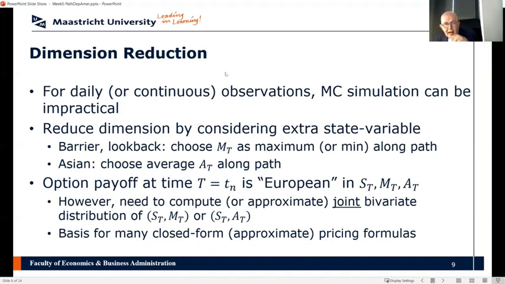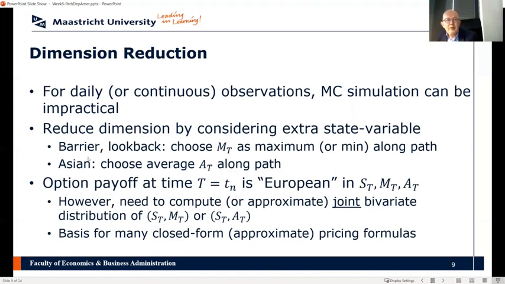So Monte Carlo simulation is nice in that you go along the path, but if you have options with daily observations, or sometimes even with continuous observations, especially for barrier type options, and sometimes even for Asian or look-back options, then Monte Carlo simulation can be a bit impractical, because you need a lot of time steps to approximate your daily or continuous observations sufficiently accurately. So we can sometimes find closed form pricing formulas for these path dependent or multi-look options.